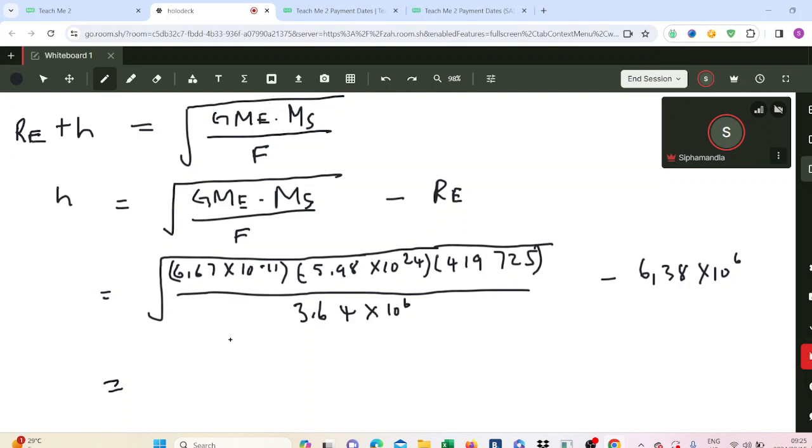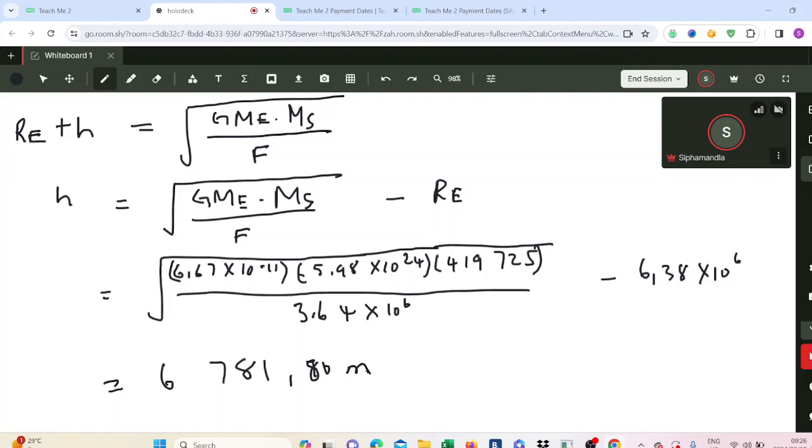And then subtract 6.38 times 10 exponent 6. All right, so we'll have 6,781,780.